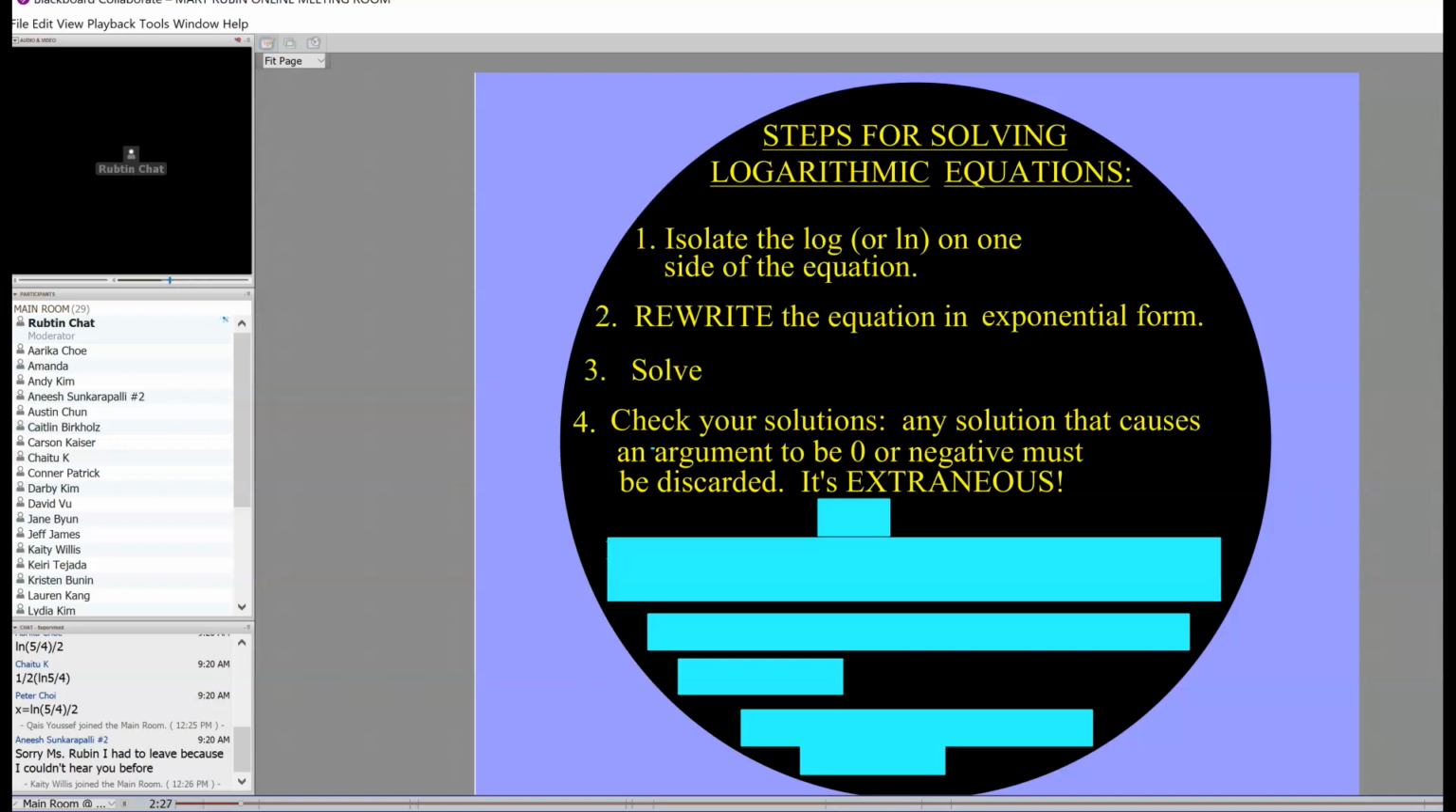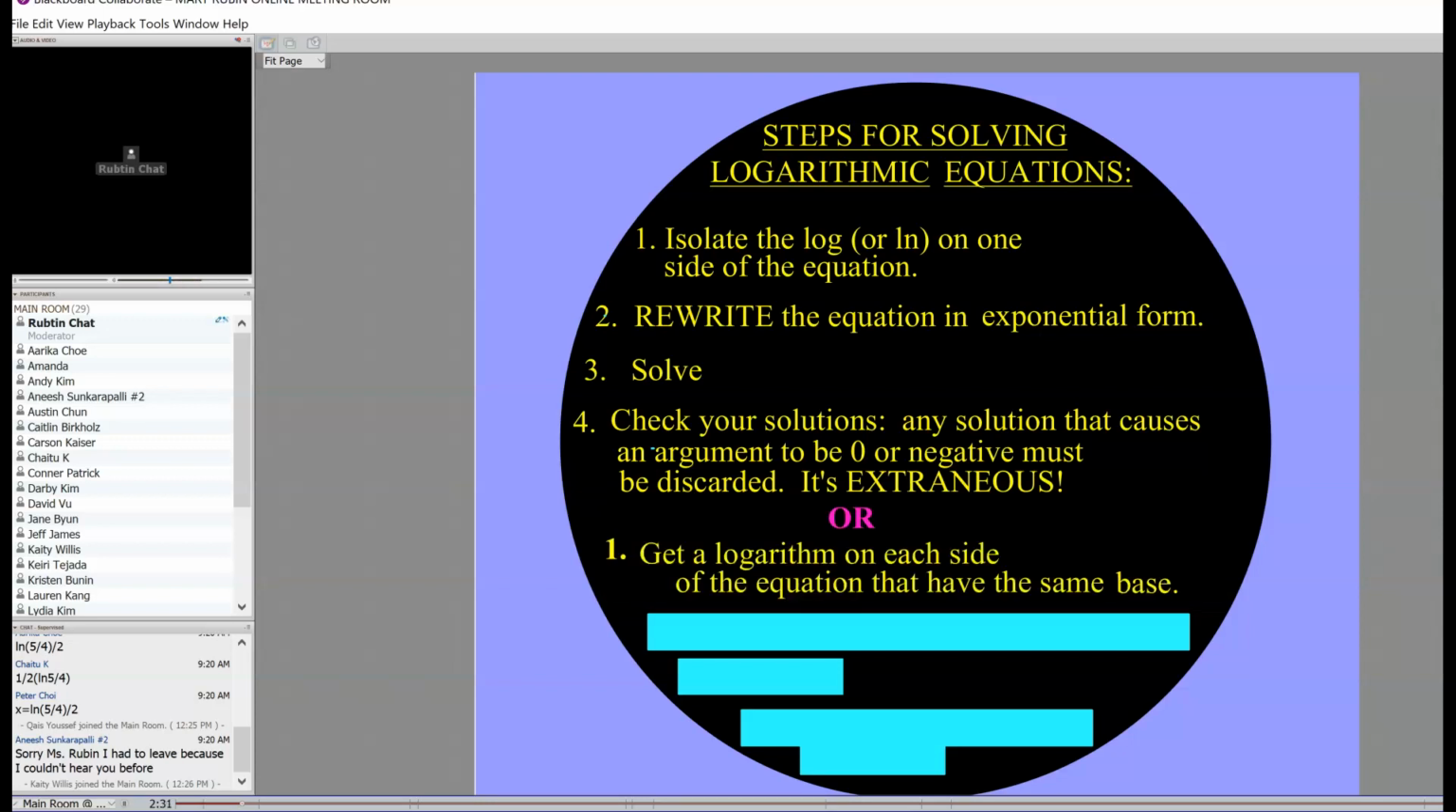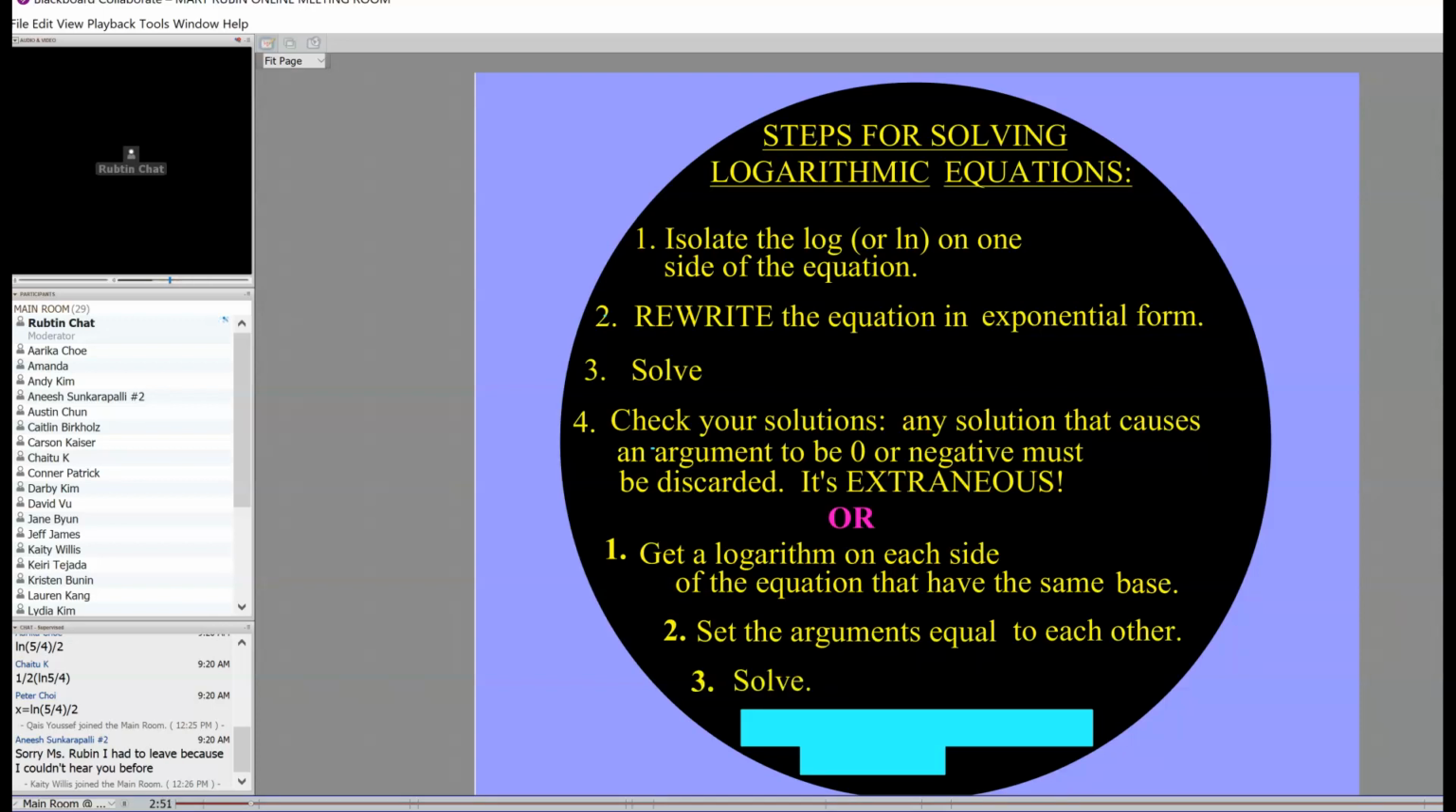Another variation on the theme is, what happens if I have logs on both sides of the equation? That's okay. Maybe you can't put them all on one side of the equation. You get some weirdo thing, or it's just way too much work. So put one on one side, put one on the other side. If they have the same bases, then you can set the arguments equal to each other and solve that way.